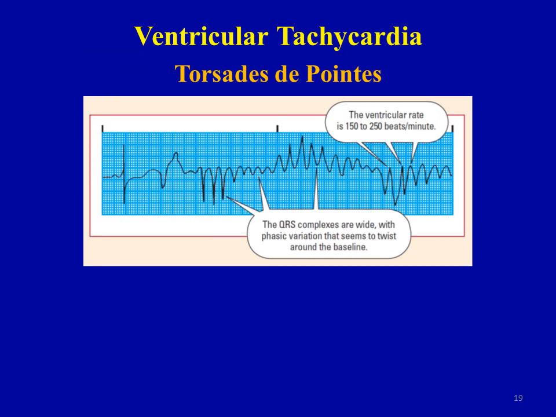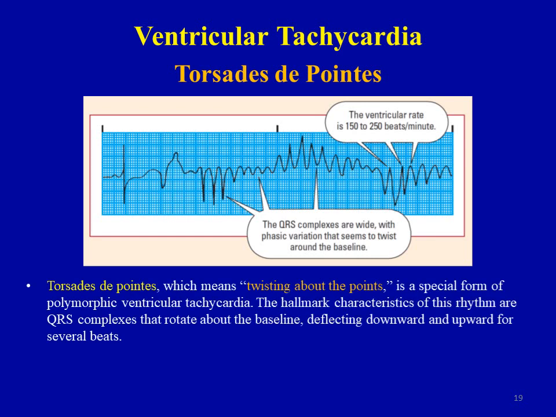There is a certain type of ventricular tachycardia called Torsades de Pointes. In Torsades de Pointes, the QRS complexes are wide and bizarre with phasic variation, and they twist around the baseline. So if we have a baseline, we have certain QRS complexes on one side, then they twist to the opposite side and then back to the same side. So we call it Torsades de Pointes, which is a French term.